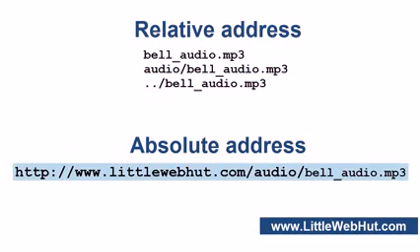Here is an example of an absolute address. An absolute address needs to start with the protocol, which is typically HTTP, and that needs to be followed by a colon and 2 forward slashes. An absolute address can point to your own website or to a different website.